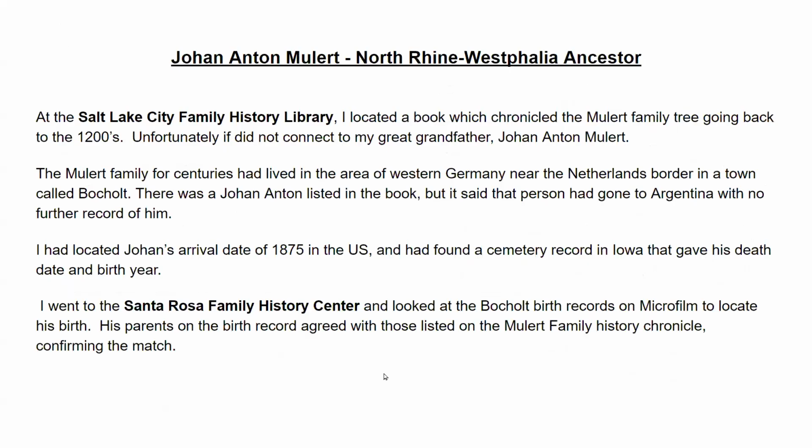Next page, please. Now, another ancestor is, obviously my name is Bill Muller. And so this is a different German ancestor I had, Johan Anton Muller. And I had known quite a bit of information about him. Of course, he came in the 1870s, thereabouts, 1875, in fact. And I had his death date, and I had his death record and so forth, but I couldn't trace it back to where he came from.